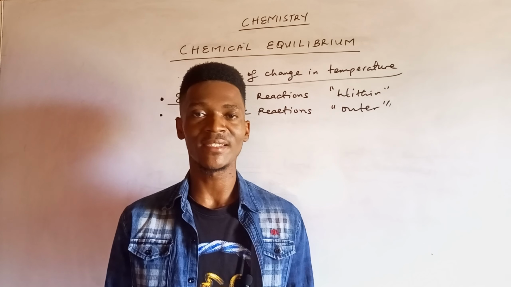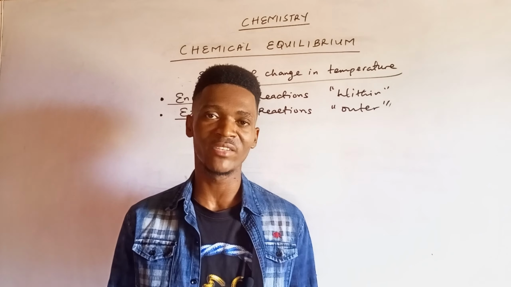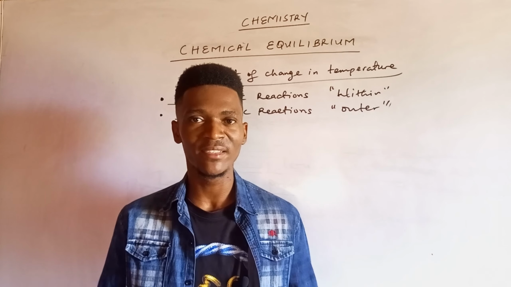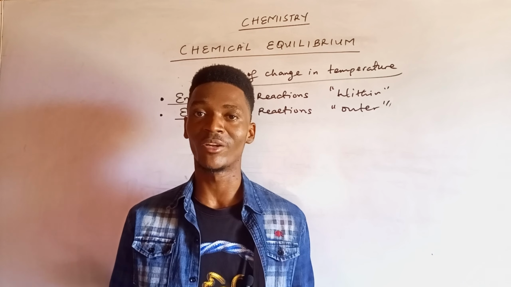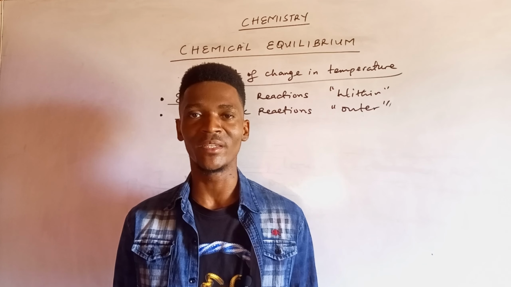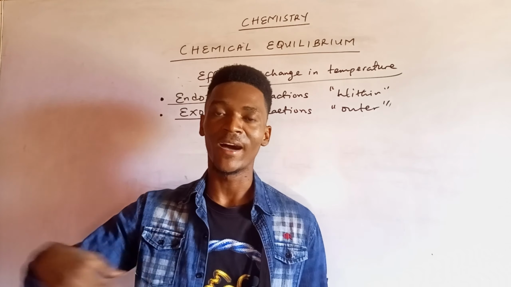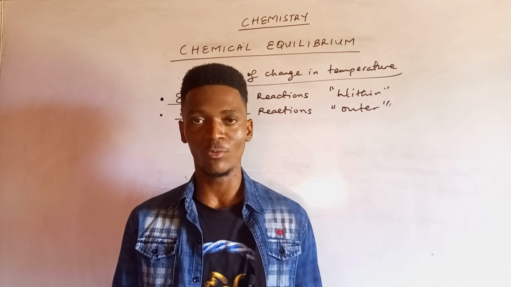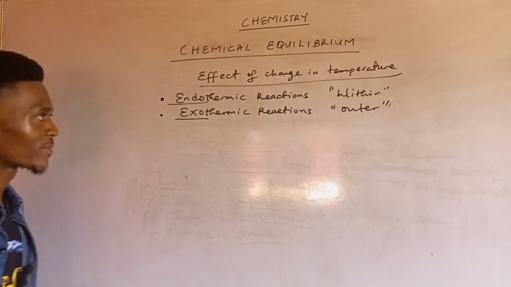So can we say that exothermic reactions dislike heat? Of course yes, because they don't conserve heat, they don't keep heat, they dislike heat, so they tend to release heat to the surrounding, thus making the surrounding to be what? Warm or hot. While endothermic reactions tend to absorb heat from the surrounding, thus making the temperature of the surrounding cool. You understand? So now, coming back to these reactions.